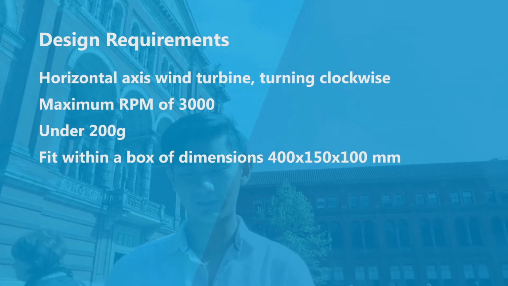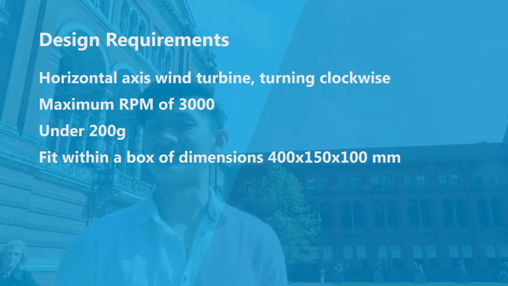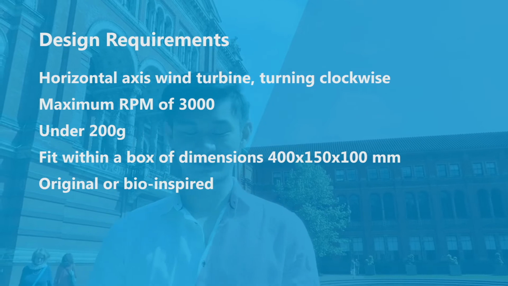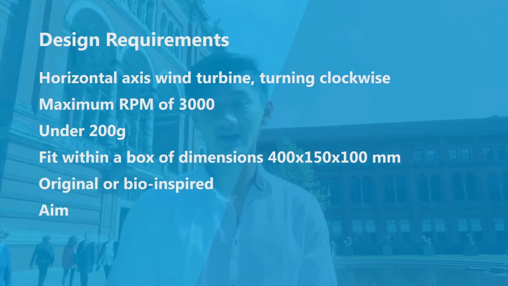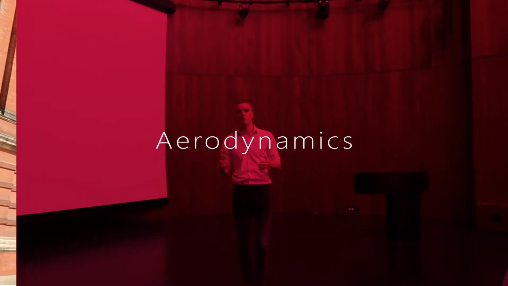Wait, I don't know how to say that. Millimeters. No. And fit within a 400 by 150 by 100 millimeter box. And lastly, our wind turbine has to be original and bio-inspired. Our main objective is to maximize our CP at a tip speed ratio between 3 and 8, working with these restrictions.